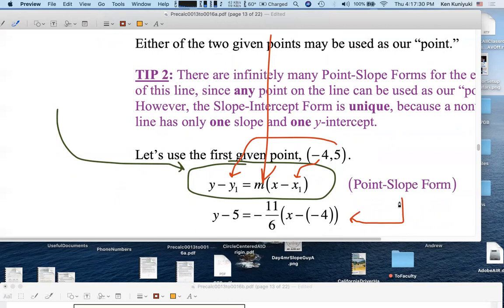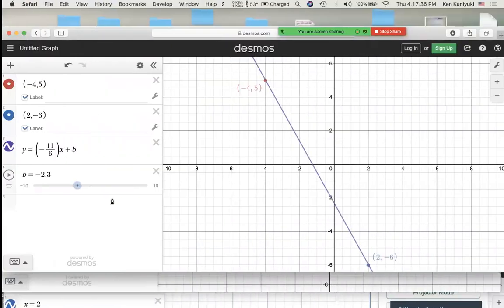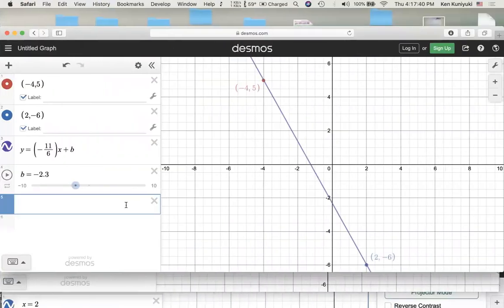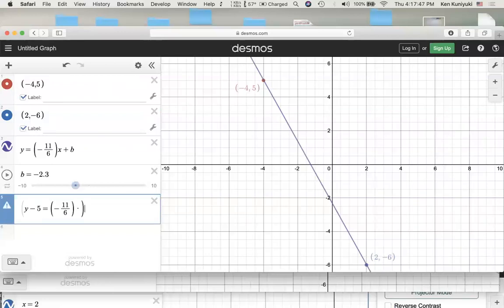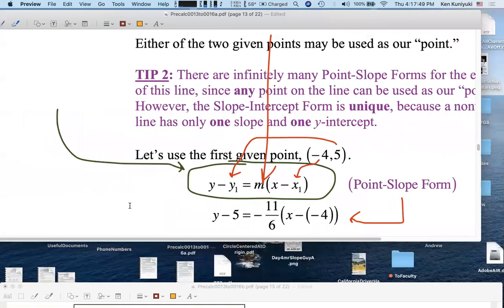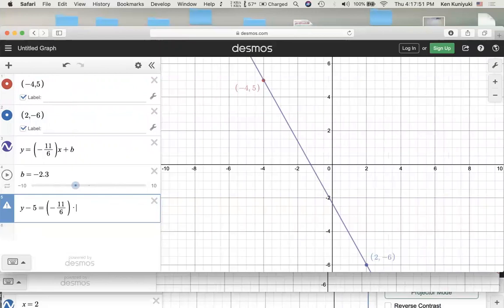Now, for some homework problems, that might be enough if I just wanted an equation for the line. Well, I can go into Desmos, for example. y minus 5 equals -11/6 times the quantity x plus 4, or x, no, x minus negative 4, or x plus 4. Okay, and that's going to be the line exactly.